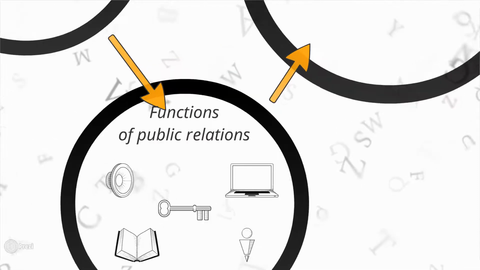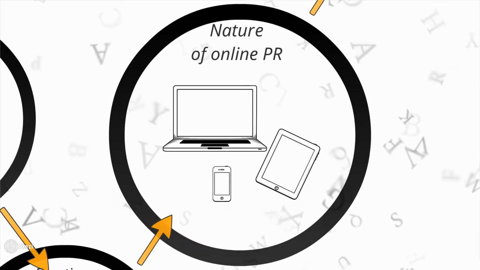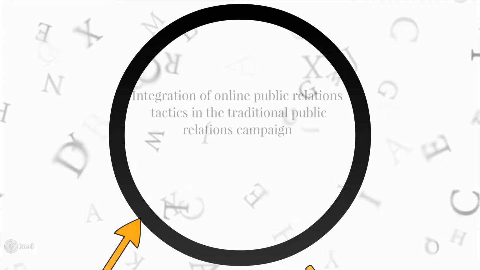Once done, you are ready to discuss the nature of online public relations. Now, for this discussion, it's important that you explain the characteristics of online public relations and also provide a definition for it. This definition also has to be comprehensive. Then you can show off your understanding of both traditional and online PR by discussing the integration of online public relations tactics in the traditional public relations campaign.